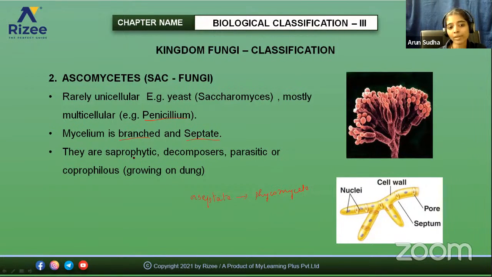So they are saprophytic, that is they are dependent on dead organisms. So they are decomposers, and they may be parasitic or coprophilous. So what do you mean by coprophilous? That is growing on dung. So those organisms which are growing on dung are called coprophilous. So the examples are yeast and Penicillium, a main example that comes under Ascomycete.